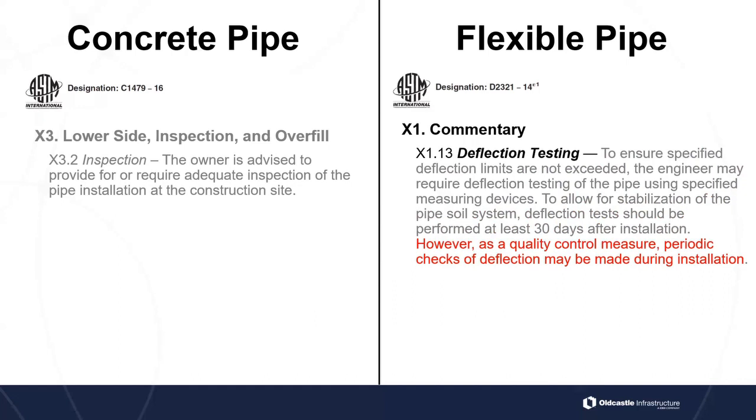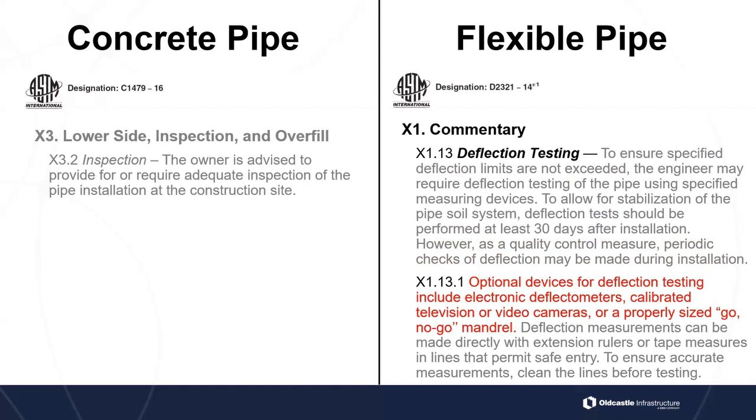So if you're allowing this to stabilize and you're waiting 30 days and you find out 30 days later after you do your deflection test that it doesn't meet the deflection requirements, now all of a sudden you've got to go in and rip up that section of pipe to replace it. What does that do to everything up above it? It's quite an issue.